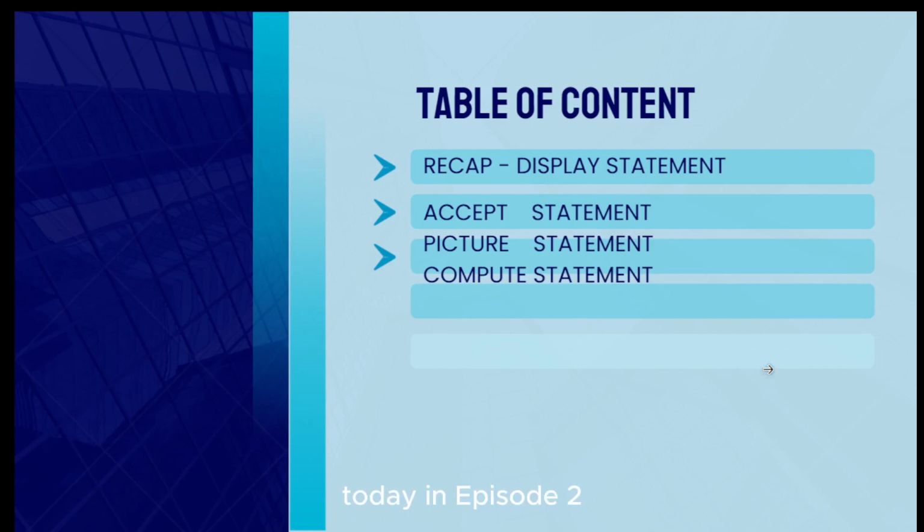Today in episode 2, we will move one step closer to writing real-world COBOL programs. We will learn 3 very important COBOL statements: accept statement, picture statement, compute statement. And by the end of this video, we will build a simple program to calculate the average of 3 numbers.